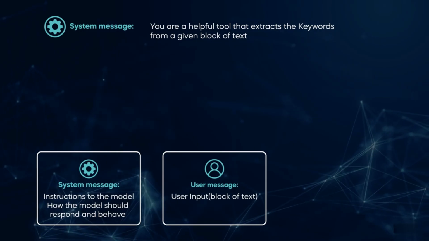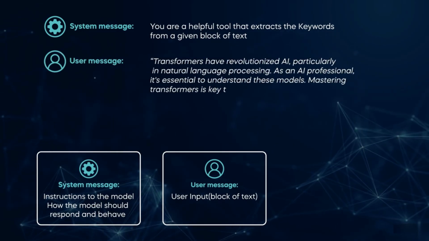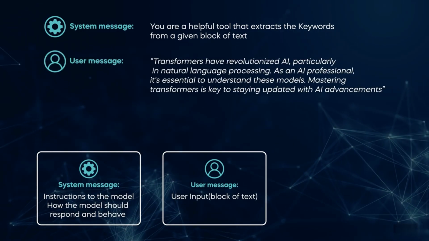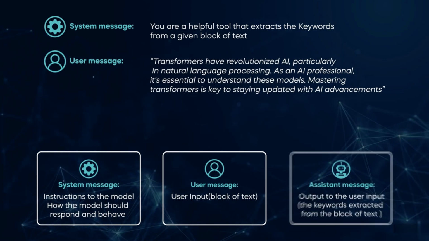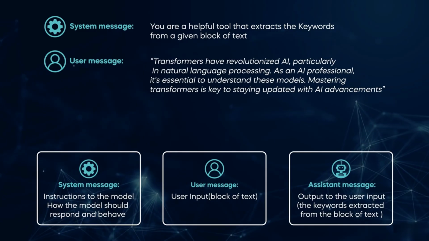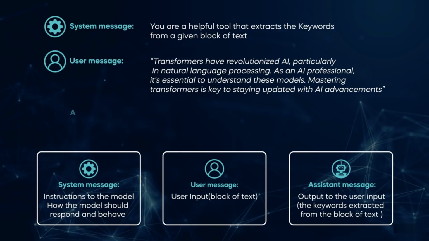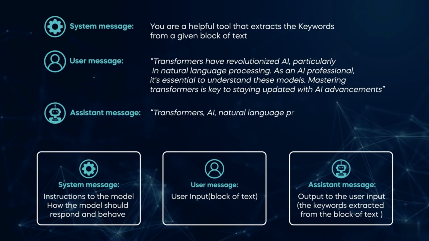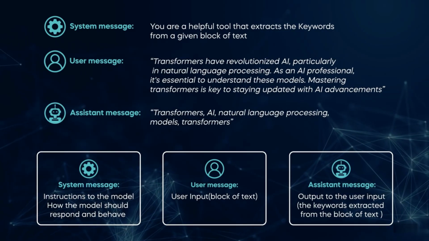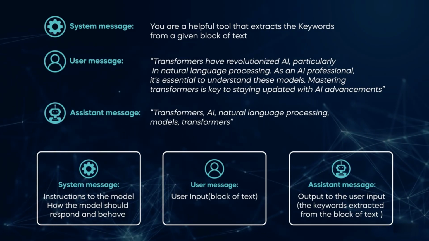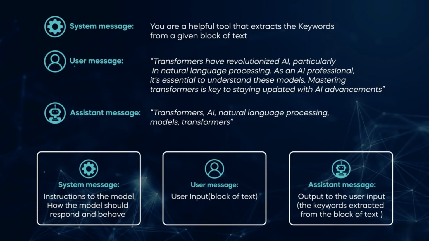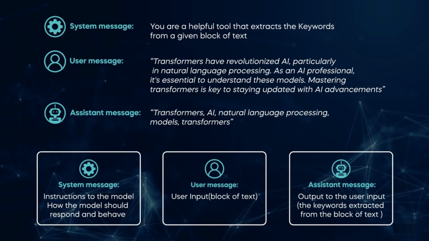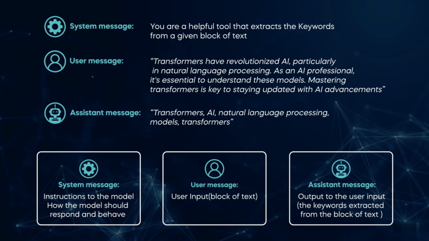This is an example of a user input. So in this case, the user input would be the block of text we want to summarize. The third type of message is an assistant message. This is an example of the correct output to the user input. So here we have keywords that have been pulled out from the block of text provided by the user. These assistant messages serve as an example of how the model should respond.